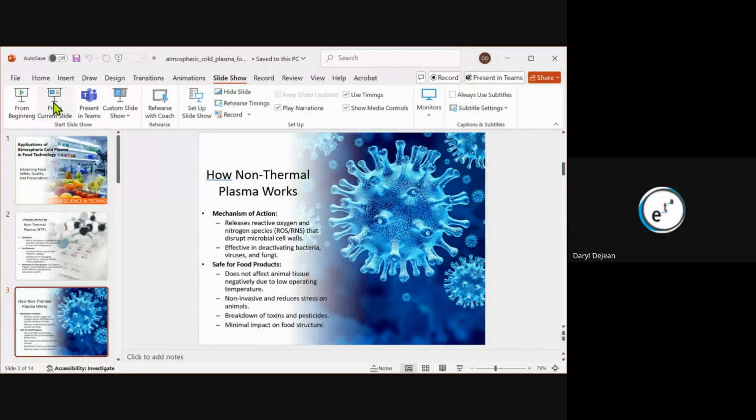The next slide is how does it work? I basically introduced it, but the mechanism is it's taking air and producing these ROS and RONS, which is reactive oxygen and reactive nitrogen species, that disrupt the cell walls. That's a very important point.